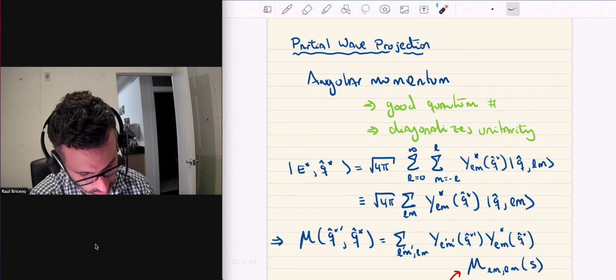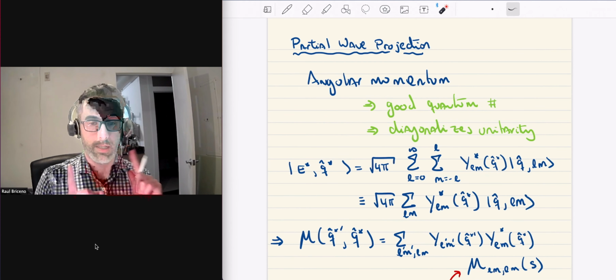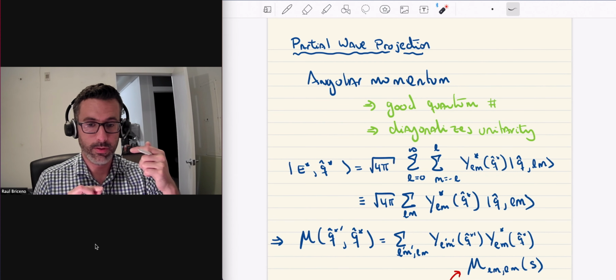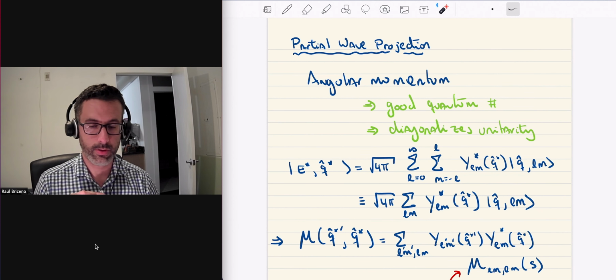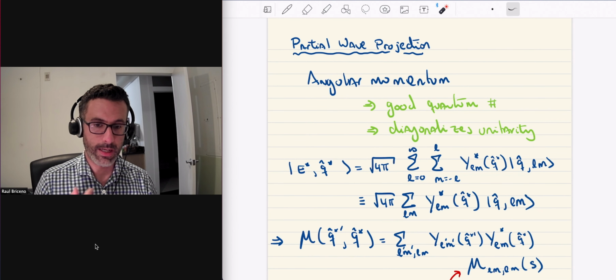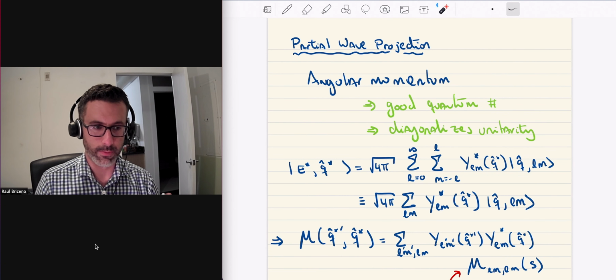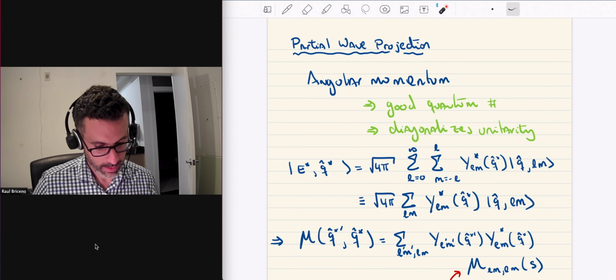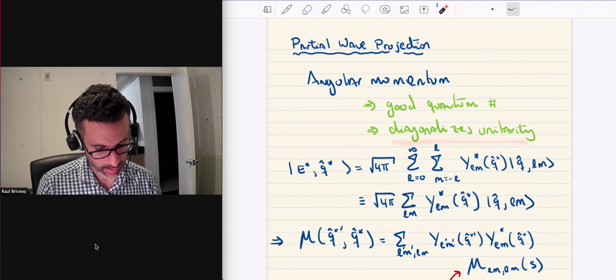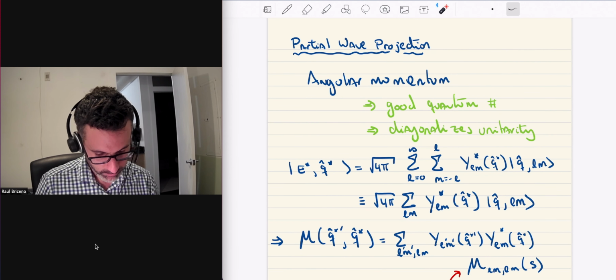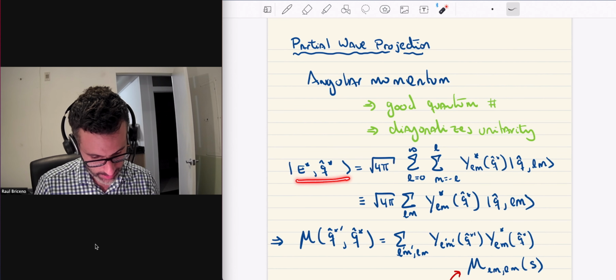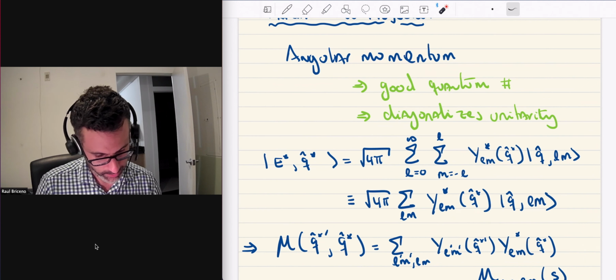This does two things for us. It defines states because there's no spin. The only source of orbital angular momentum is the spatial orbital angular momentum of the two particles, and so this is a good quantum number in our system. What this will do is diagonalize the unitarity constraint. And so we can define the two particle states in terms of partial wave projected states.